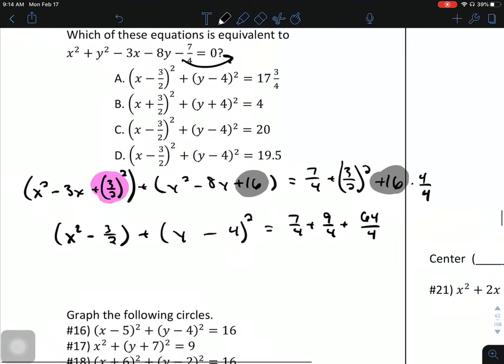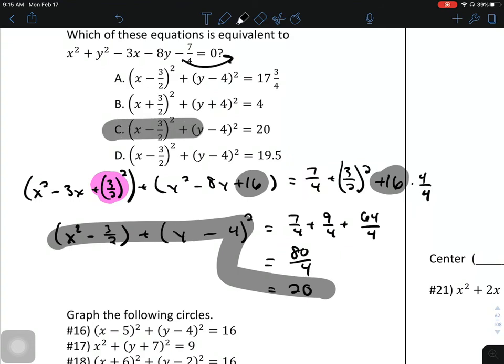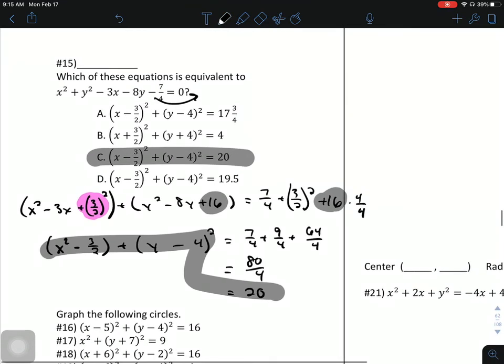Now the left isn't going to change, the right: 9 and 64 is 73. 73 and 7 is 80. 80 over 4 is 20. I'm looking for an equation that's like this. That is C. That's a tough problem. But hey, you're in honors, so what are you going to do?